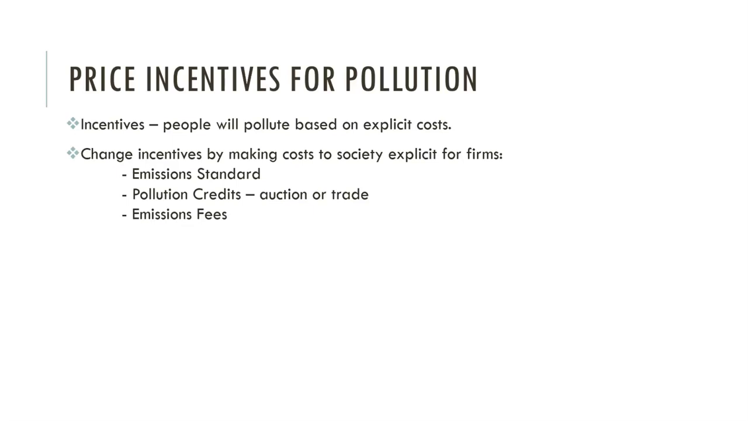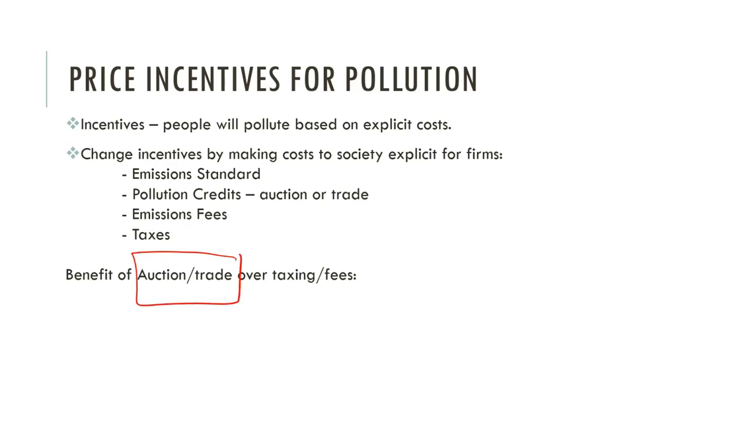Sometimes there's emission fees. So it's a tax on how much pollution comes out of a car or how much pollution comes out of a factory or production process, or just taxes. So we're going to have a percentage tax on total revenue, how much money you make. There's different ways of doing these. All of these things are trying to somehow take that cost to society and turn it into a cost for the firm. So having auctions or trades where you issue a certain amount of credits is going to end up with more efficient outcomes than just having standard taxes or fees.